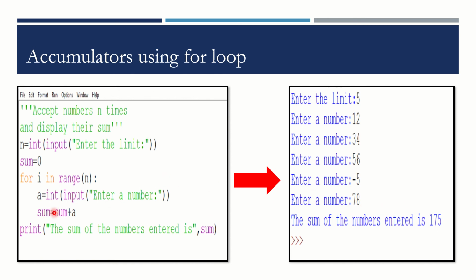Now, whatever the value of sum is calculated, the last value, since I have given the print statement outside the for loop, this is not indented, so it is outside the for loop. It does not form part of the for loop. So only the final value of sum will be printed. So here the sum of numbers entered, 175, is getting displayed.